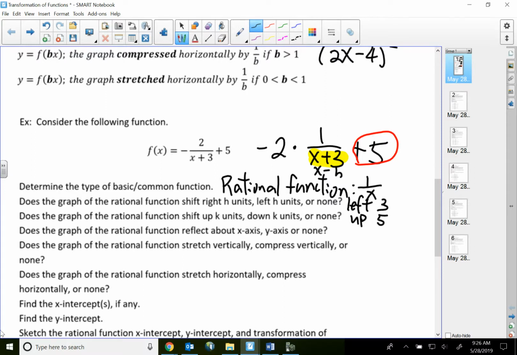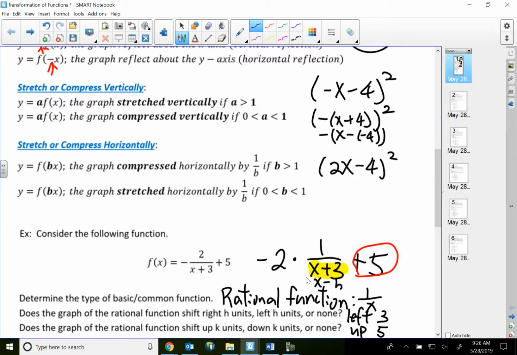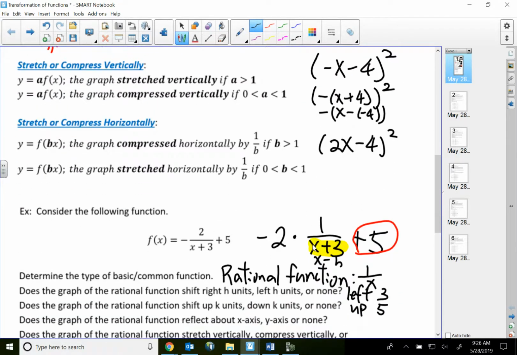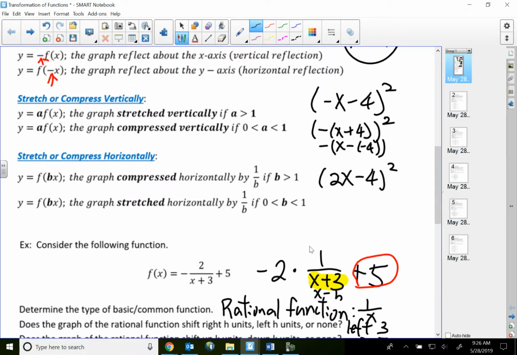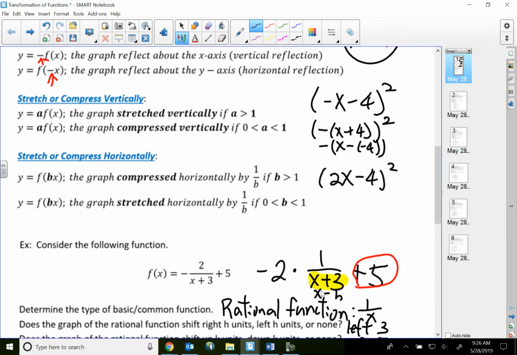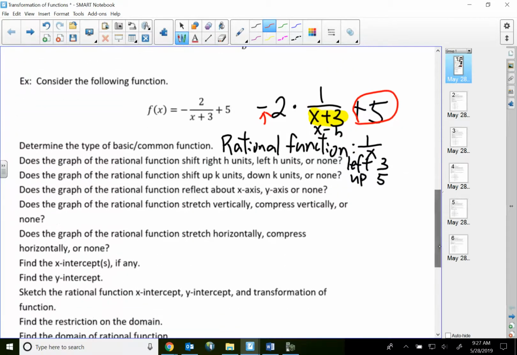Does the graph of the rational function reflect about the x-axis, y-axis, or none? Reflection is looking at the negative sign. If you look inside the function, there's no negative sign in front of x. But as a whole entire function term, I'm going to call it the function term, there's a negative sign up front. So that will actually be reflection about the x-axis.